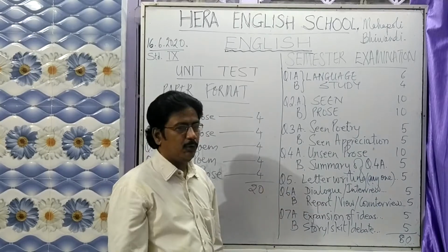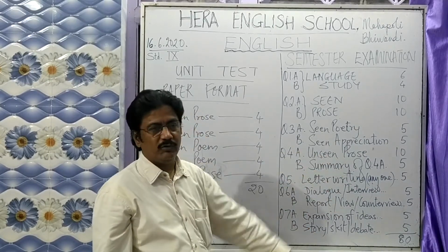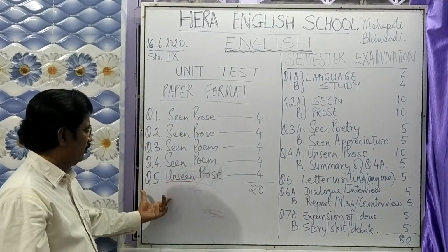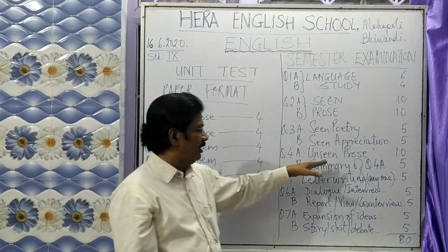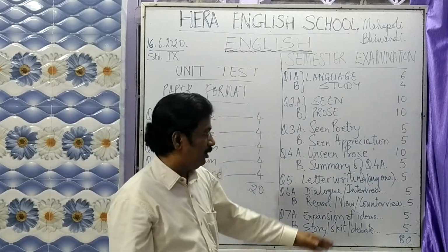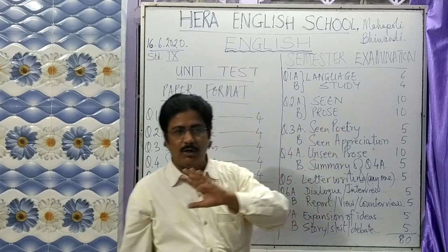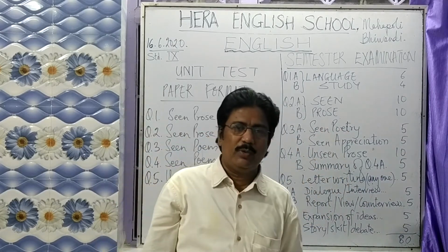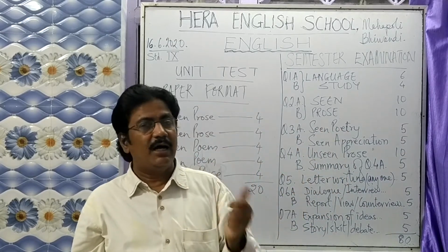And then you have question number 4A, unseen prose. Again, same way as out here, where question number 5 was unseen prose. Similarly, unseen prose will come for 10 marks, where I have not taught you, where I have not explained to you, where I have not given to you in writing either.